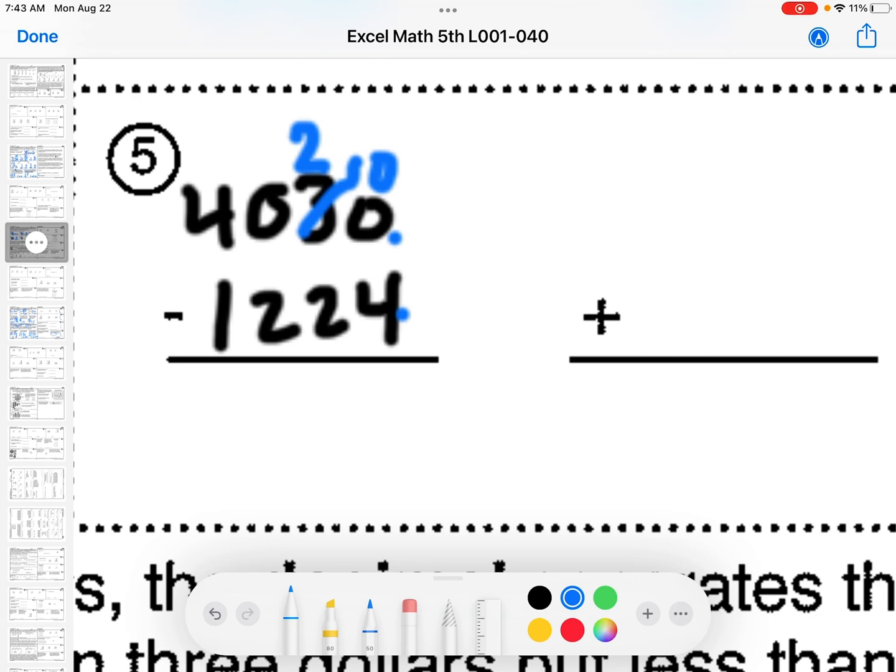What if it was 30 minus 24? What if these numbers were not even here? 30 minus 24 is 6, right? I mean, it's pretty simple. 10 minus 4 is 6. 2 minus 2 is 0.